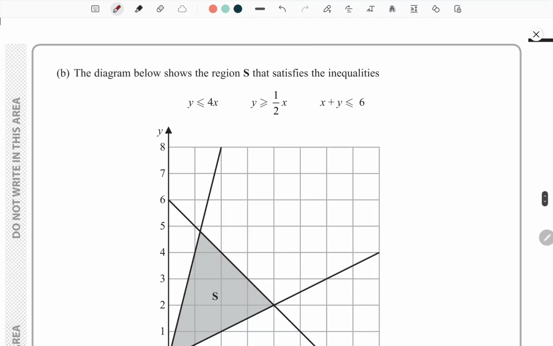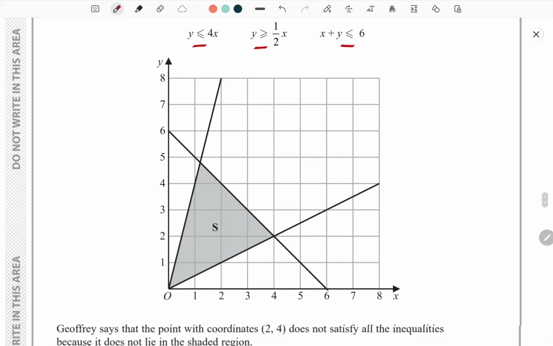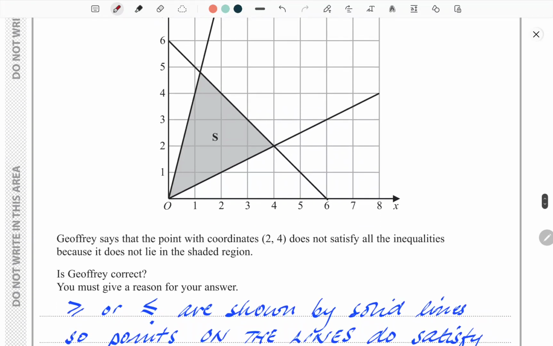All right, second part of the question. They've given you all these inequalities. You don't need to plot anything, but you do need to note the signs. All of those signs are either greater than or equal to, or less than or equal to. That's the important part of this question. It says, Jeffrey says the point with coordinates 2, 4, which is effectively there, does not satisfy all the inequalities because it does not lie in the shaded region. It's effectively on the edge, so it's on the line.